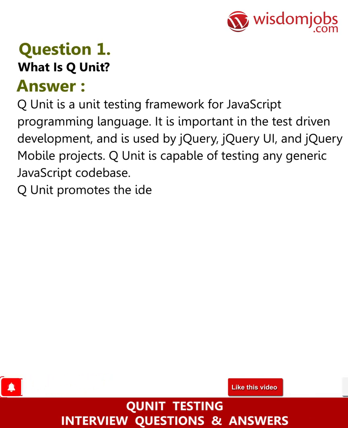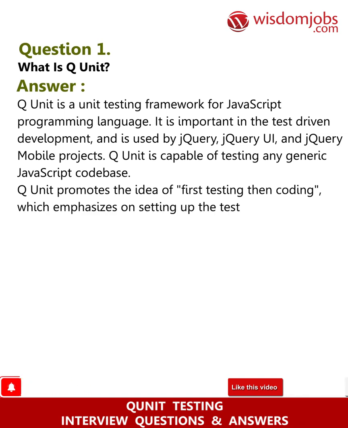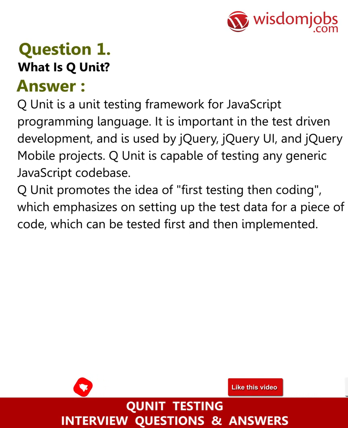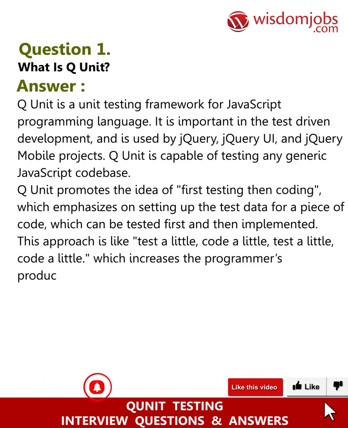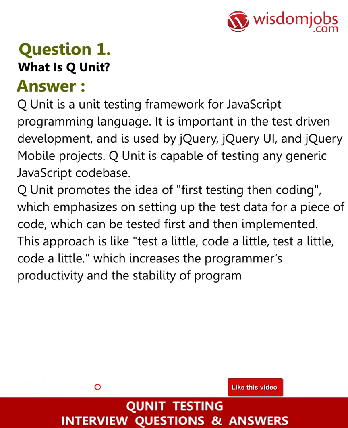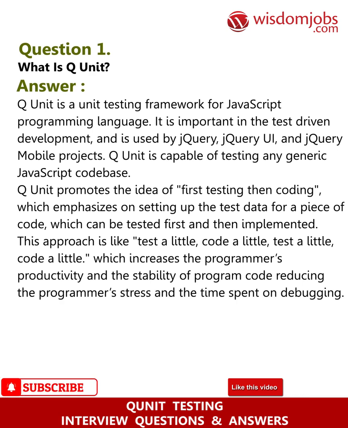QUnit promotes the idea of first testing then coding, which emphasizes setting up the test data for a piece of code which can be tested first and then implemented. This approach is like test a little, code a little, test a little, code a little, which increases the programmer's productivity and the stability of program code, reducing the programmer's stress and the time spent on debugging.